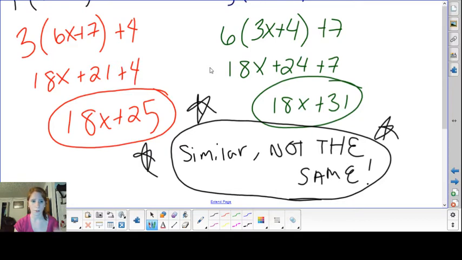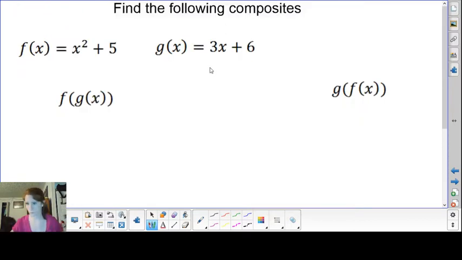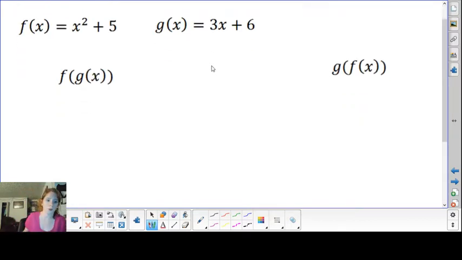Let's go ahead and try the next one. Again, we're going to do these two compositions, still looking at the inside out. In this first one, I'm going to look for g of x. So I'm going to take my 3x plus 6. So I have f of 3x plus 6.